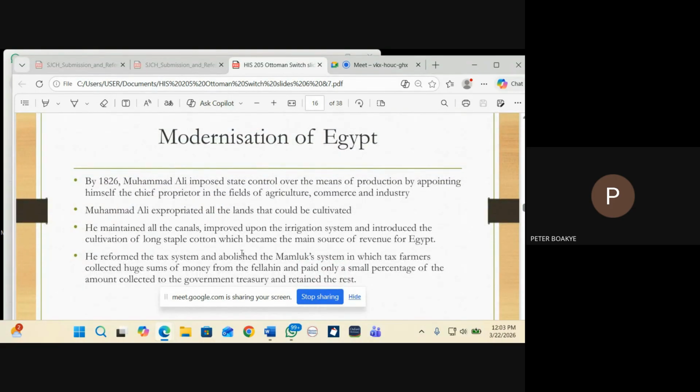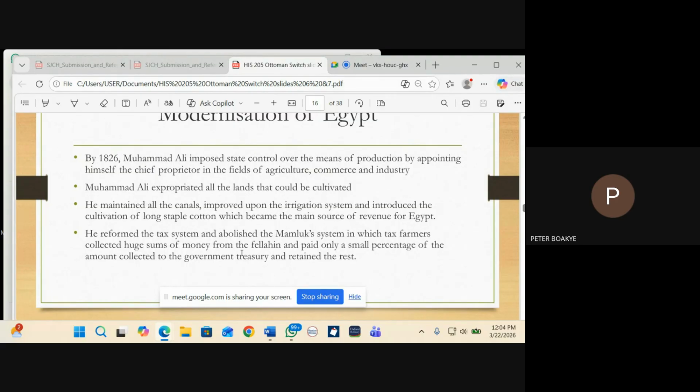So now, let's look at how he modernized Egypt. How Muhammad Ali modernized Egypt. So by 1826, Ali imposed state control over the means of production by appointing himself the chief proprietor in the fields of agriculture, commerce, and industry. Ali also expropriated all the lands that could be cultivated.